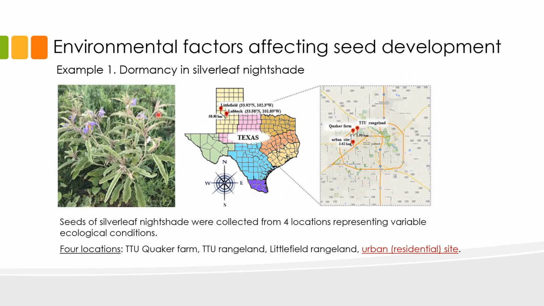Silverleaf nightshade is one good example of a plant species that we consider wild. In cotton fields, silverleaf nightshade is considered a weed. We spray our fields with herbicides in the early spring to kill these beautiful plants in preparation for planting our crops. This slide shows you the results of a study that looked at the dormancy of silverleaf nightshade seeds collected from different ecologies. These include a rangeland in Littlefield, as well as the Quaker Farm in Texas Tech, also a rangeland in the university, as well as an urban site.